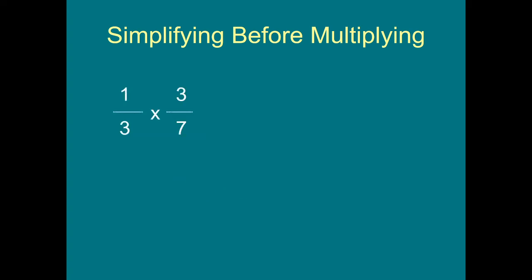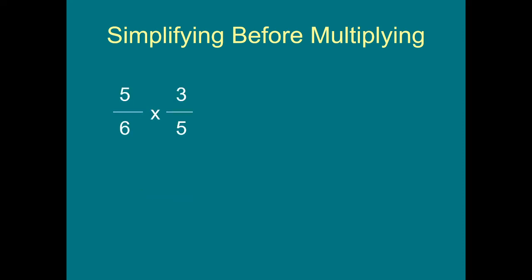Here's another example, 1/3 and 3/7. We look at our first denominator and our second numerator, and we simplify them in this way. It's the same process as when we look for the least common multiple or our least common denominator. And now we end up with 1/1 times 1/7, which will give us 1/7 in the end.